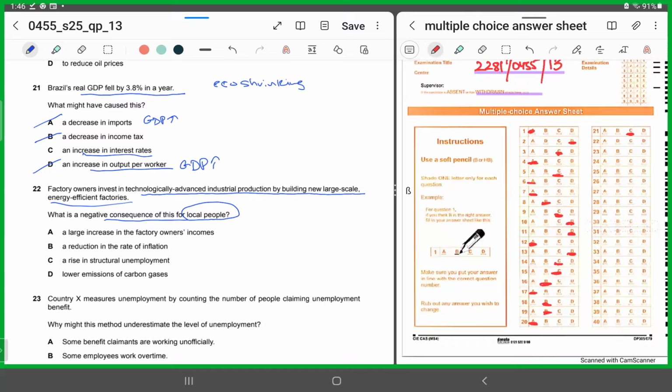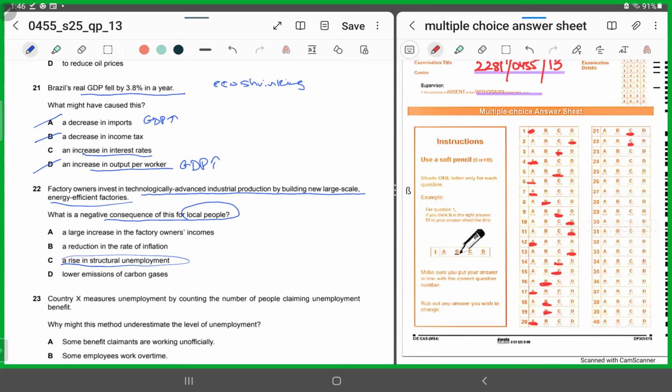So it would cause what? It would lead to structural unemployment, right? So if the firm is investing in technology, people will become redundant and there would be structural unemployment because people would be replaced. So for 22, it has to be C.